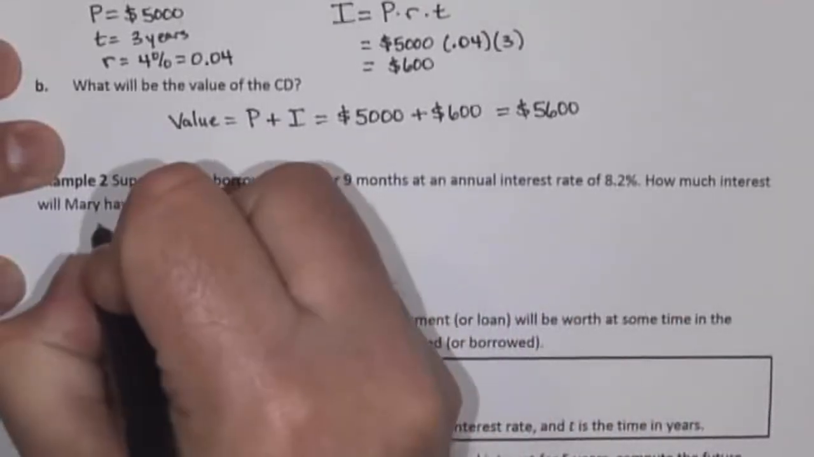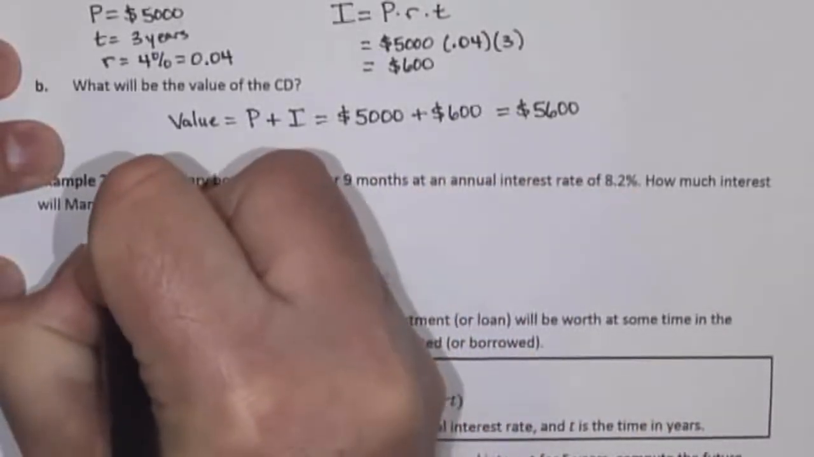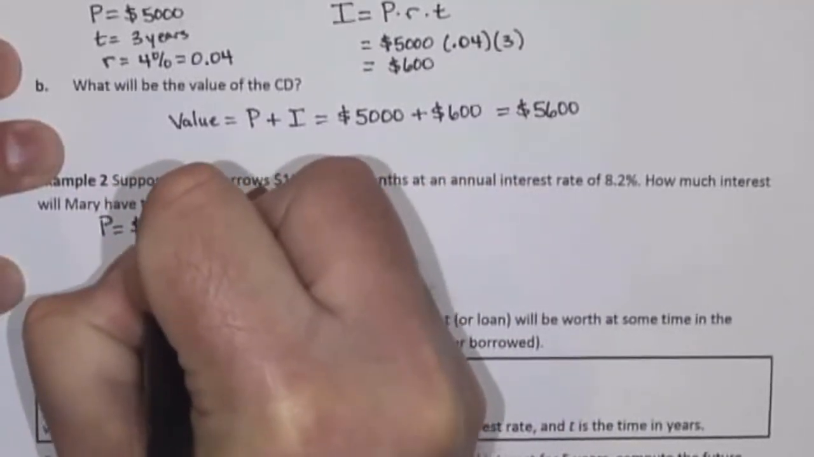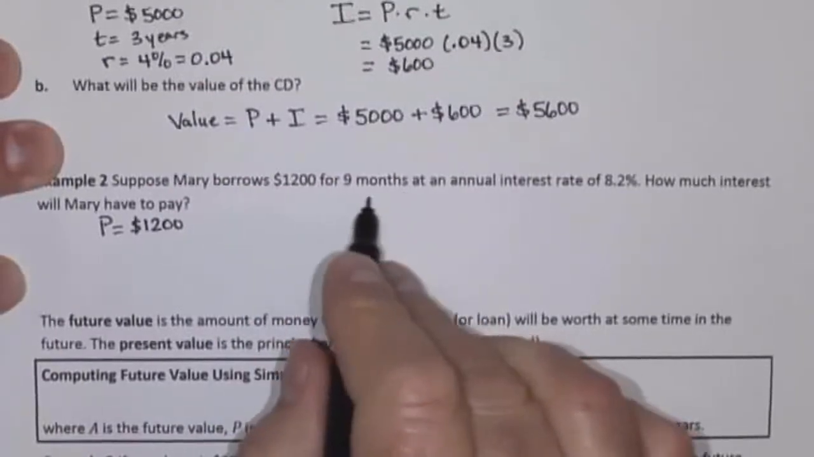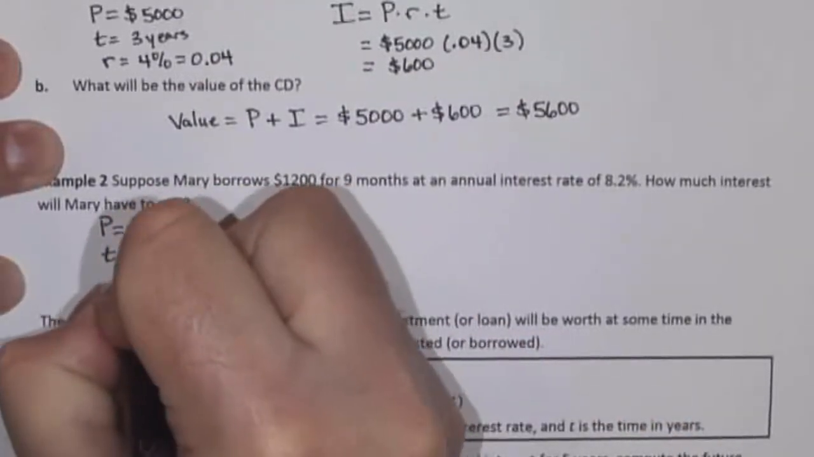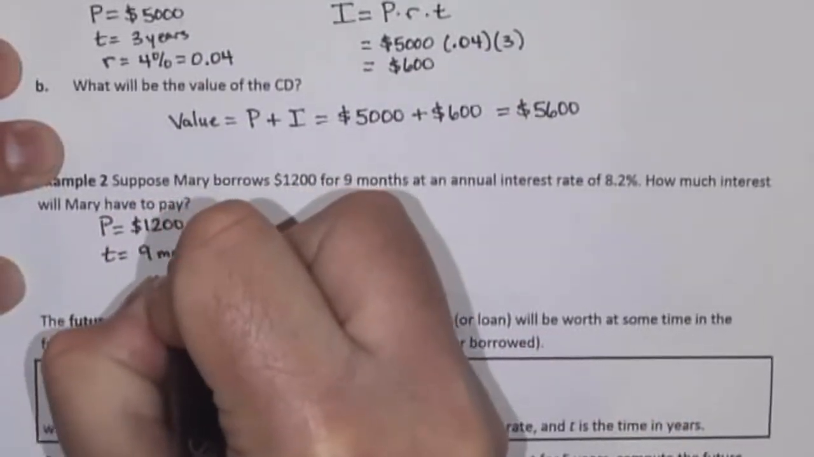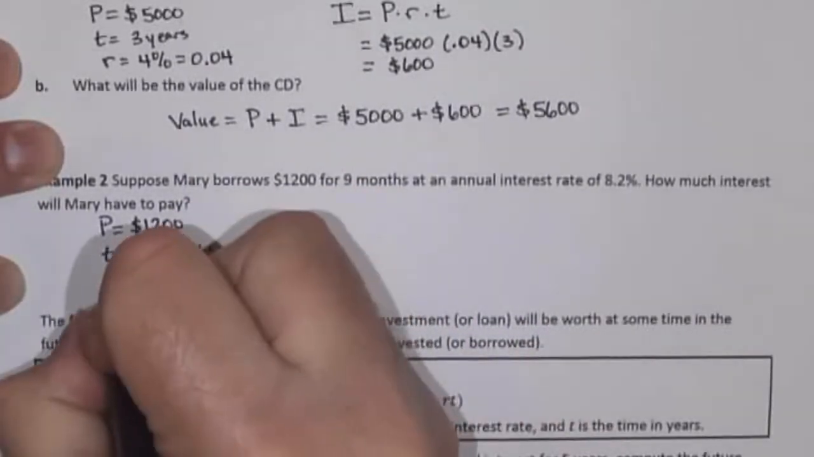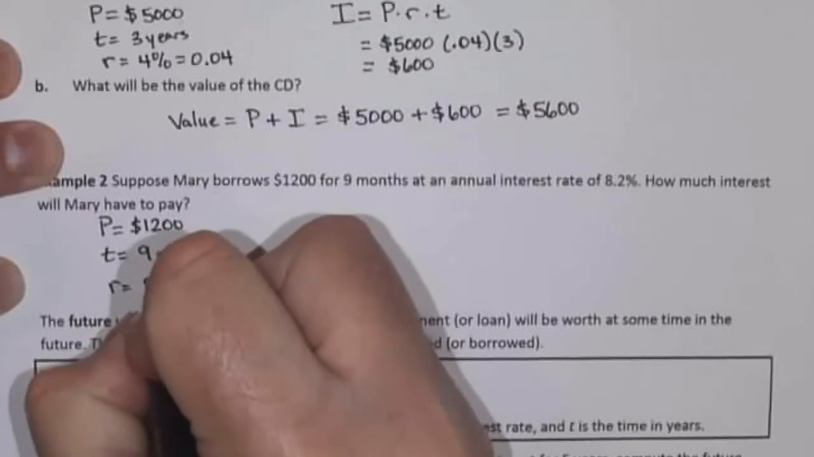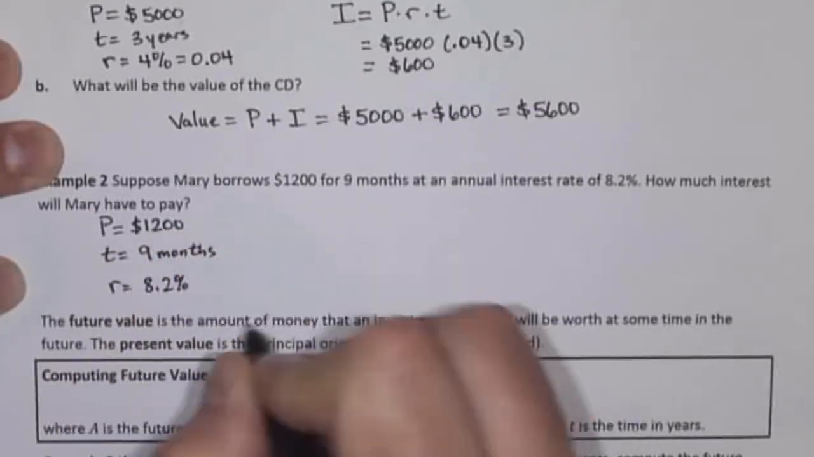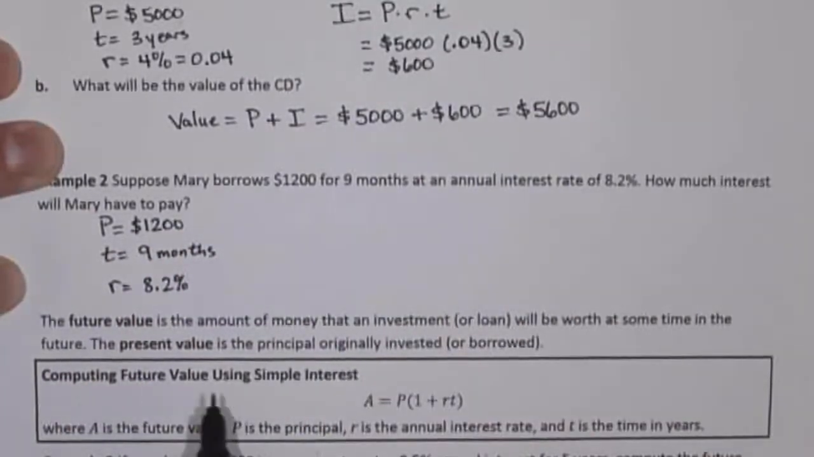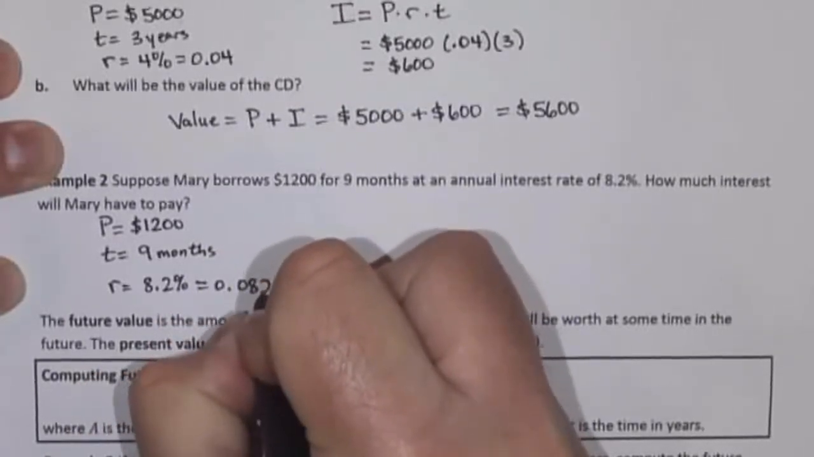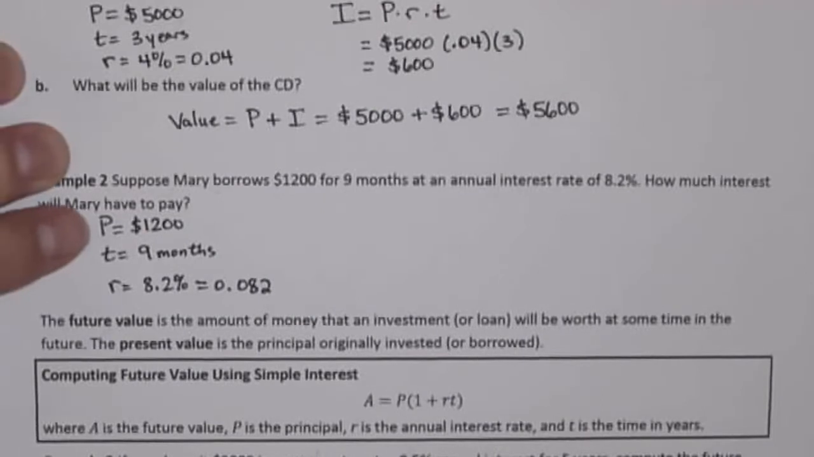In this case, if we try to identify our principal, well, the principal is the amount Mary borrowed, so that's going to be $1,200. Now, she's borrowing that for 9 months, so the time is 9 months. And the annual interest rate, R, is 8.2%. Again, that's annual, so that's per year. And we will write that in decimal form, so 0.082.